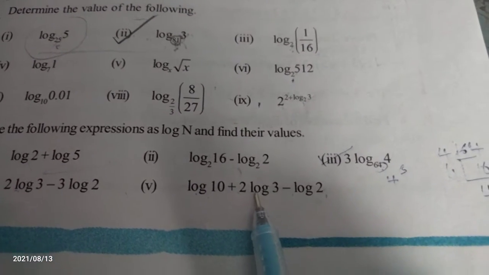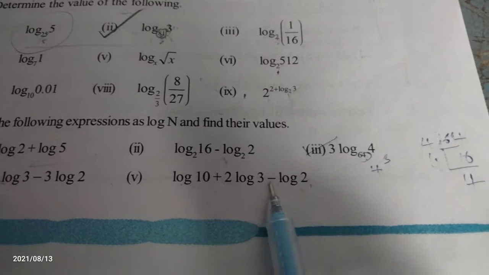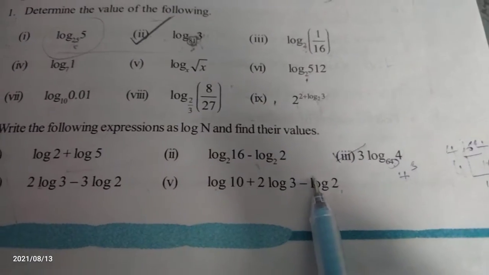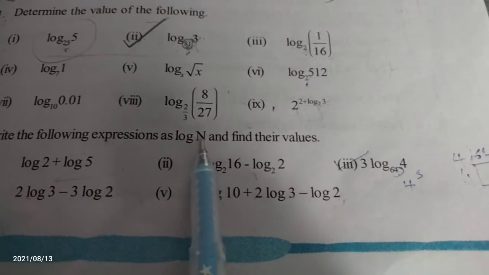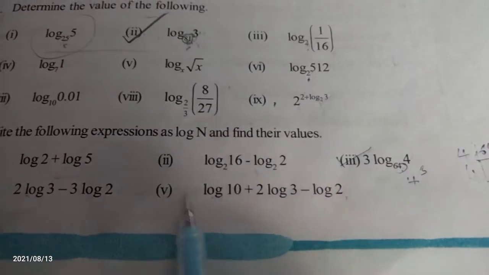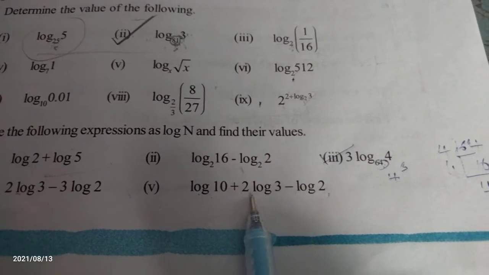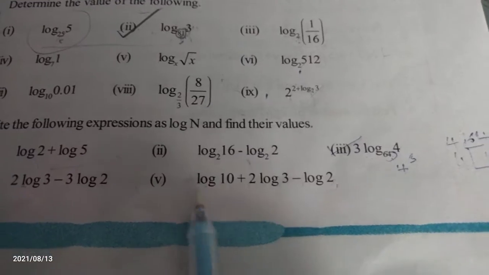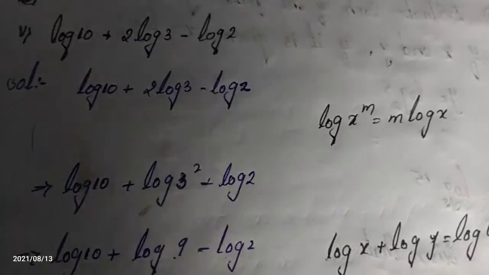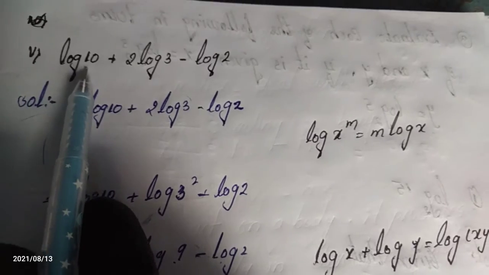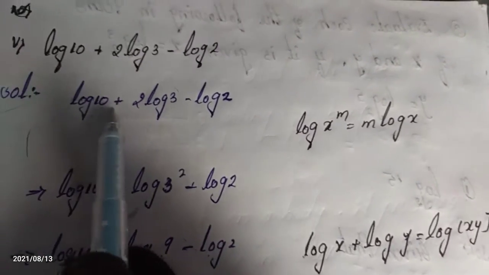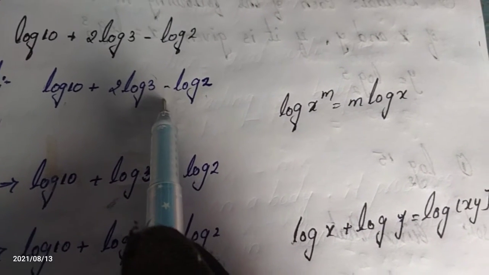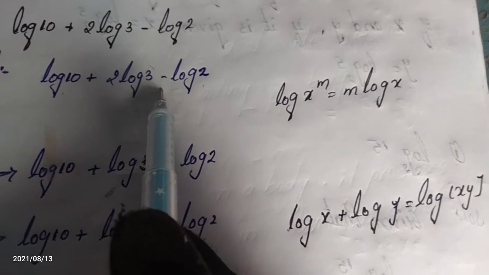For this problem, what is it? Log 10 plus 2 log 3 minus log 2. What do we have to find? We have to write this value in the form of log n, which means we have to form a single log. Let's see. This is your answer. What is the question? I am writing here log 10 plus 2 log 3 minus log 2. We have to find the value in the form of log n.